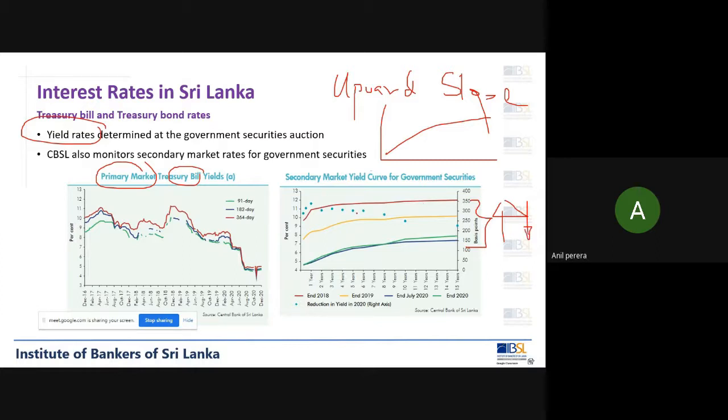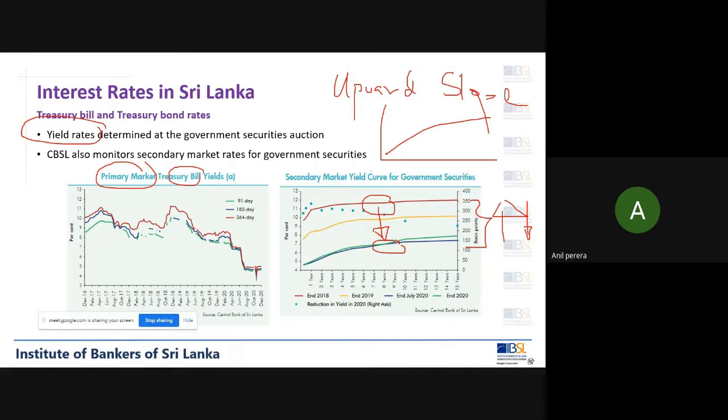Compared to 2018, the red line, the 2020 green line has come down or gone up. Which direction? From 2018 to 2020, has the yield curve gone down or gone up? Gone down. It's gone down. What does that mean? Interest rates in 2018 are higher than interest rates in 2020.